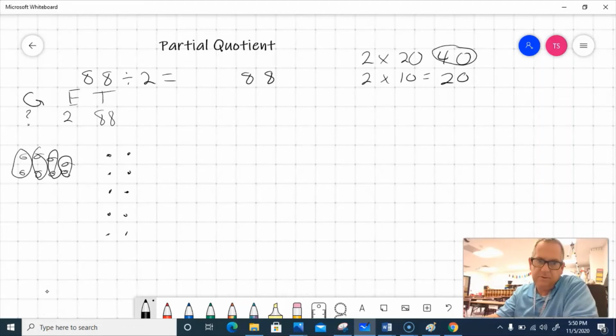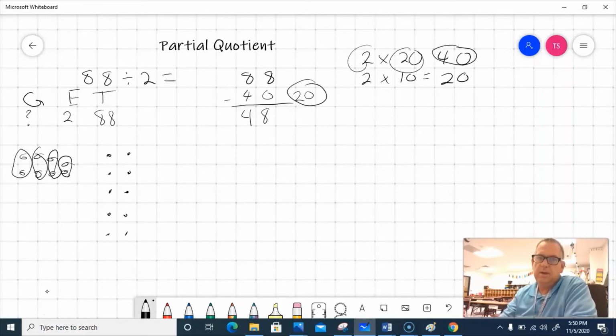40. I'm going to subtract that from 88. Okay, when I subtract 40 from 88, I get 48. So what I did is I just subtracted 20 groups of 2. That's 20 groups of 2. So it looks like I could probably subtract 40 again because I have 48. So subtract 40 again.